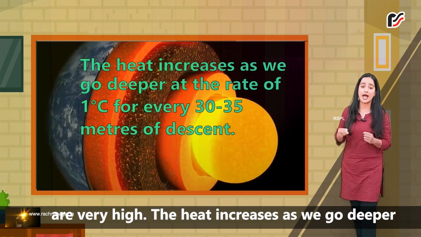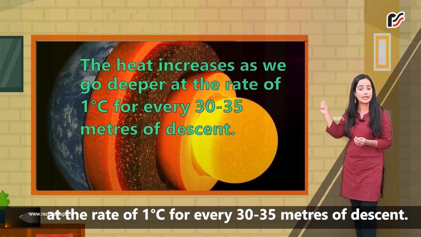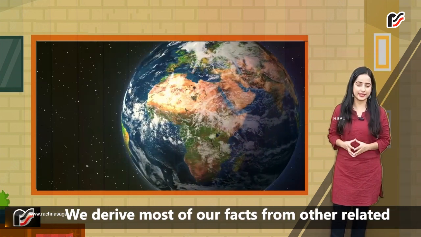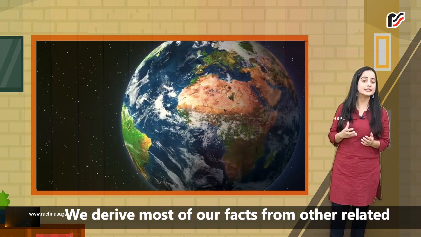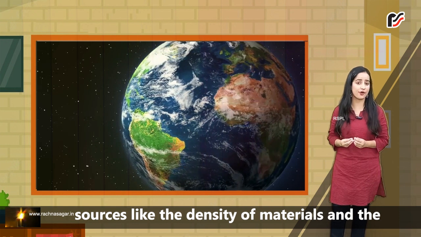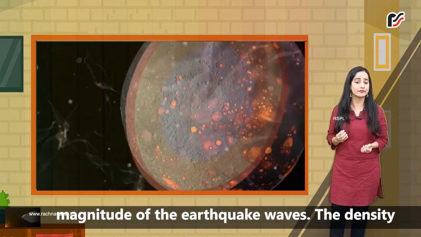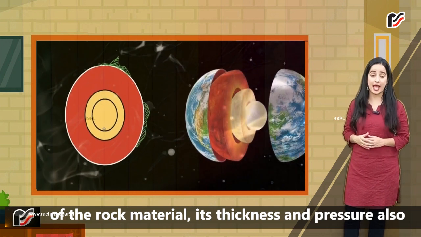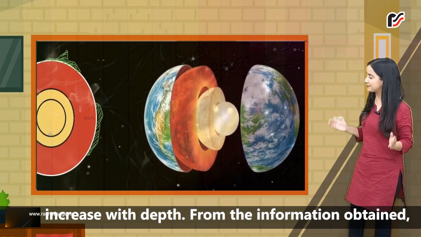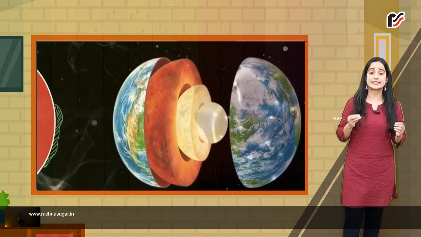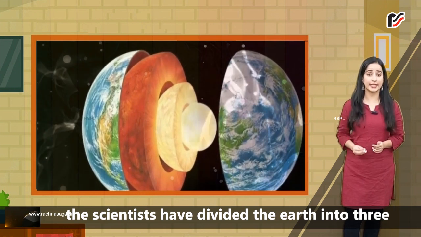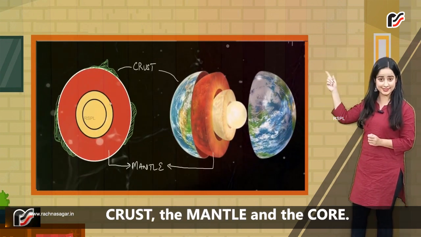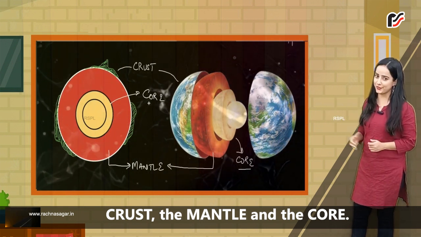The heat increases as we go deeper at the rate of 1 degree Celsius for every 30 to 35 meters of descent. We derive most of our facts from other related sources like the density of materials and the magnitude of the earthquake waves. The density of the rock material, its thickness and pressure also increase with depth. From the information obtained, the scientists have divided the Earth into three concentric layers of varying thickness known as the crust, the mantle, and the core.